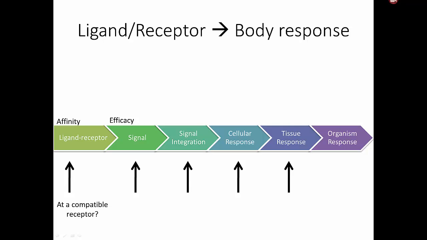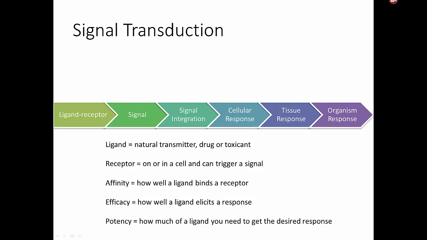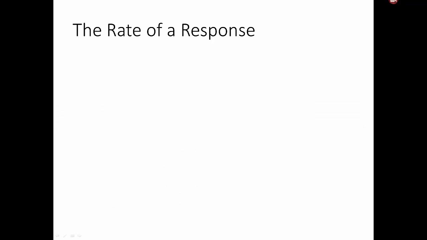Changes in cellular function lead to an overall tissue response from a drug or toxicant, which can then trigger a whole body response. We are going to discuss these steps again in terms of affinity, potency, and efficacy of a ligand, so we can better understand dose-response relationships. For a quick review, affinity is defined as how well a ligand binds a receptor. Efficacy is how well a ligand elicits a response, and a new term, potency, is how much of a ligand you need to get a desired response.